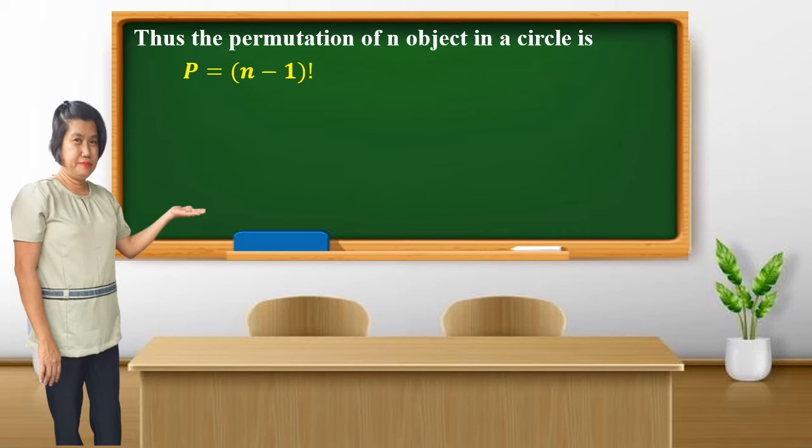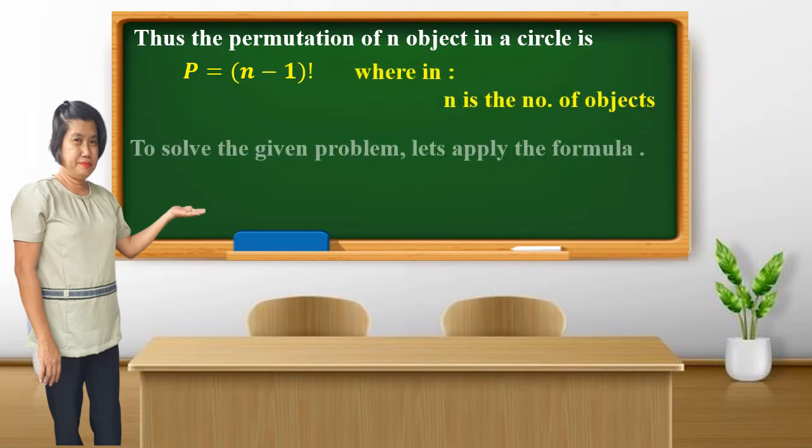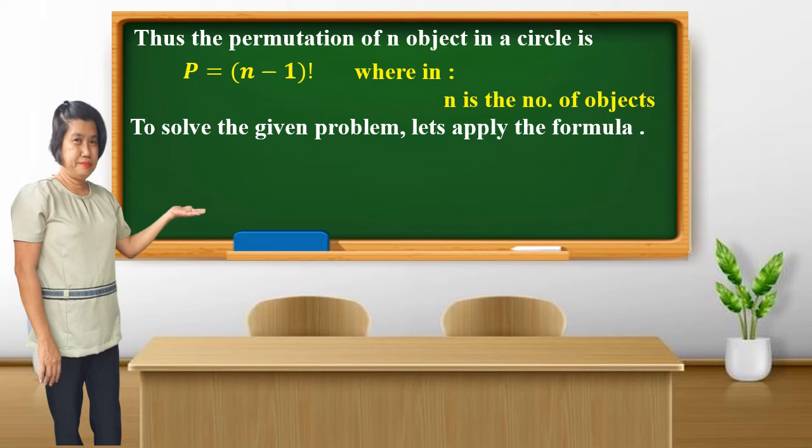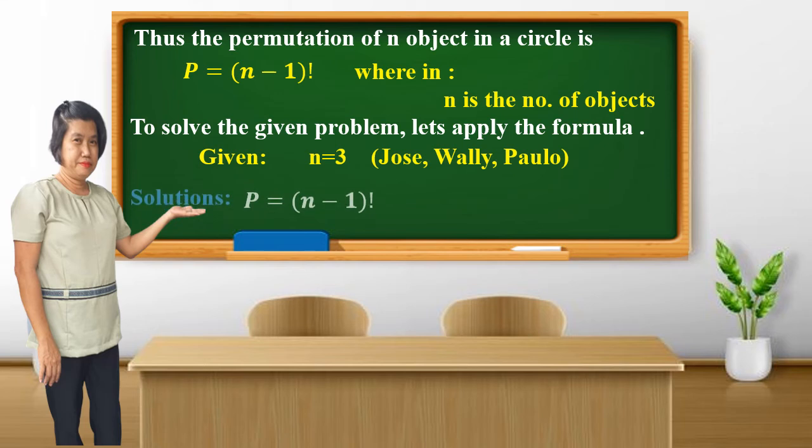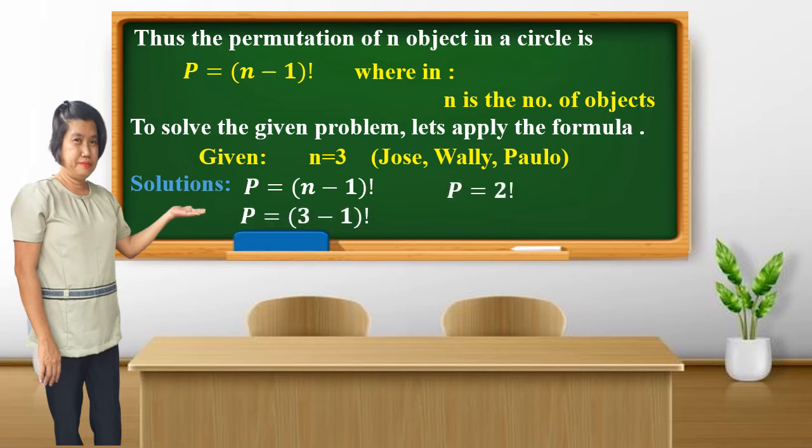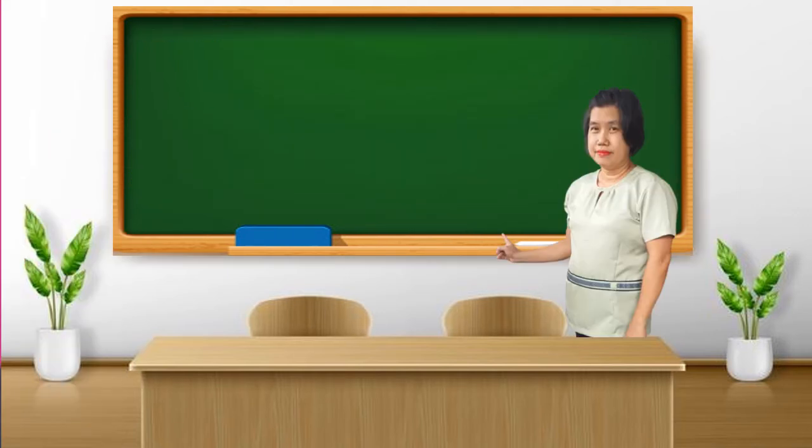Thus, the permutation of n objects in a circle is P equals the quantity n minus 1 factorial, wherein n is the number of objects. To solve the given problem, let's apply the formula. The given value of n is equal to 3. Substitute it in the formula P equals the quantity n minus 1 factorial. It is equal to 3 minus 1 factorial equals 2 factorial equals 2 times 1, and that is equal to 2. Let's solve the first problem.